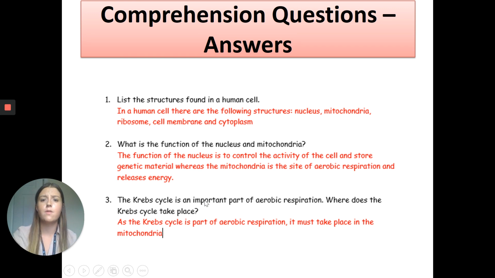But if we read further on, it's an important part of aerobic respiration. Where does the Krebs cycle take place? So what this question's actually asking us is, where does aerobic respiration take place? Now, that takes place in the mitochondria, because the Krebs cycle is part of aerobic respiration.